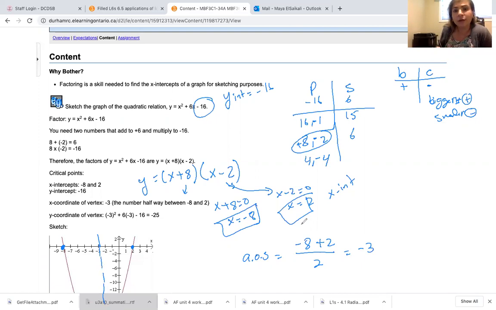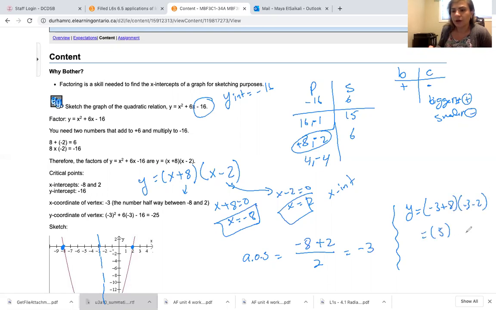Now, how do I find the y value of that? If you remember, we plug the axis of symmetry into the equation. To find the y coordinate, or the optimal value, I plug in negative 3 for x. So that's going to be negative 3 plus 8, negative 3 minus 2.